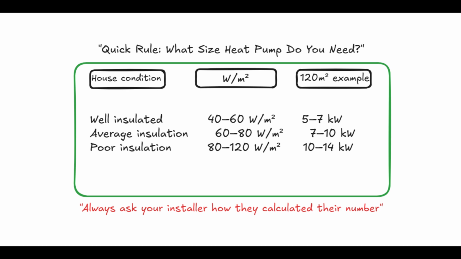Before any installer visits, do the quick calculation yourself. Measure your floor area, honestly assess your insulation level, and use the 40 to 120 watts per square meter range to get a ballpark figure. When the installer arrives, ask them, what heat loss figure are you using, and how did you calculate it? If they can answer that with specific numbers, you're in good hands. If they say something like, for a house this size, we usually put in a 10 kilowatt unit, that's not a calculation, that's a guess.